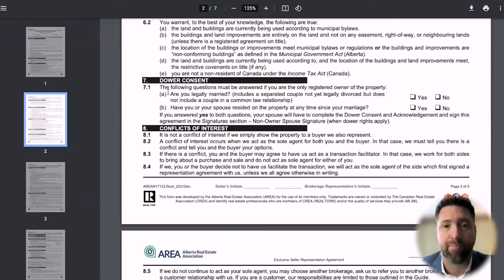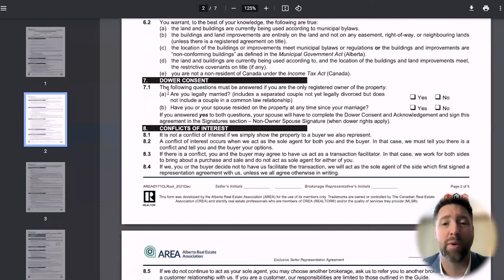We see that often. The first question is, are you legally married? You could be separated but not legally married, and it does not include common law relationships. That's not an area that we as real estate agents deal with. So for our purposes, are they legally married, yes or no? Check the box. The second question is, have either you or your spouse resided on the property at any time since your marriage? If the answer is yes, check off yes.